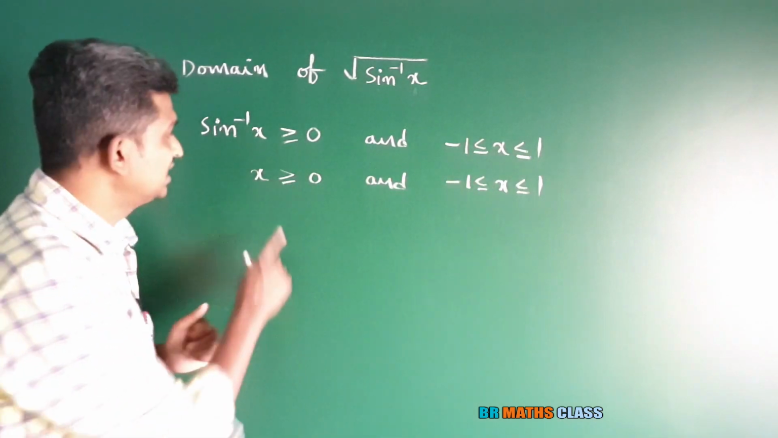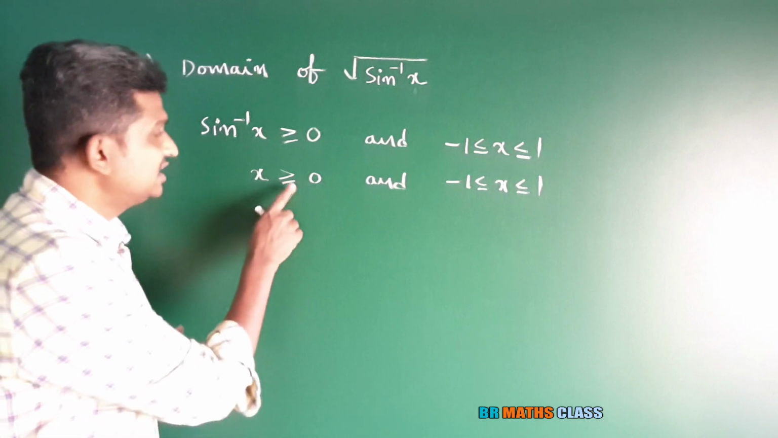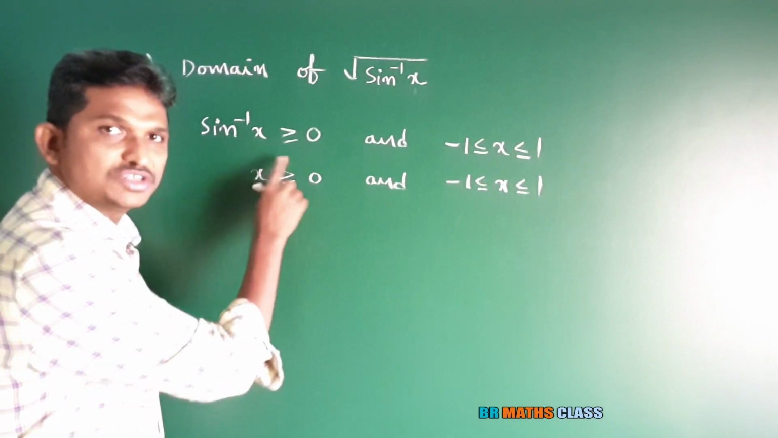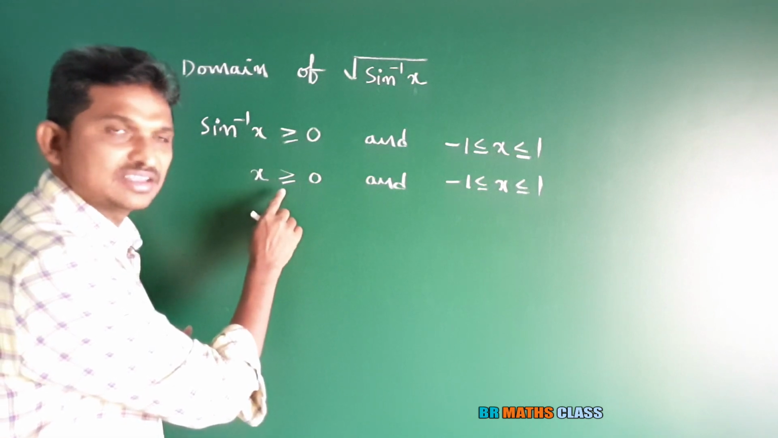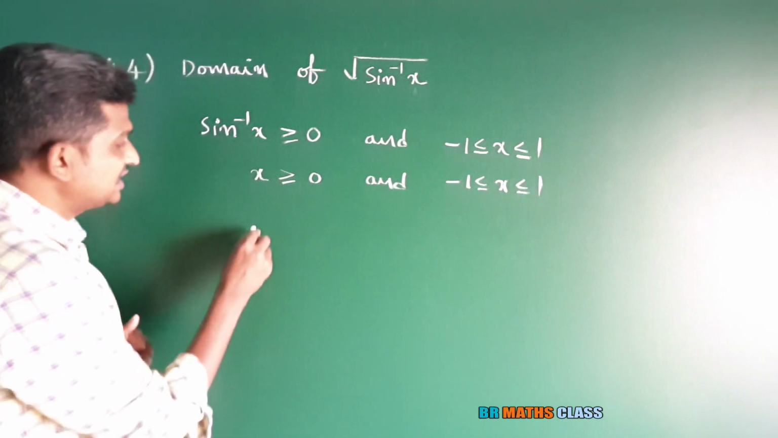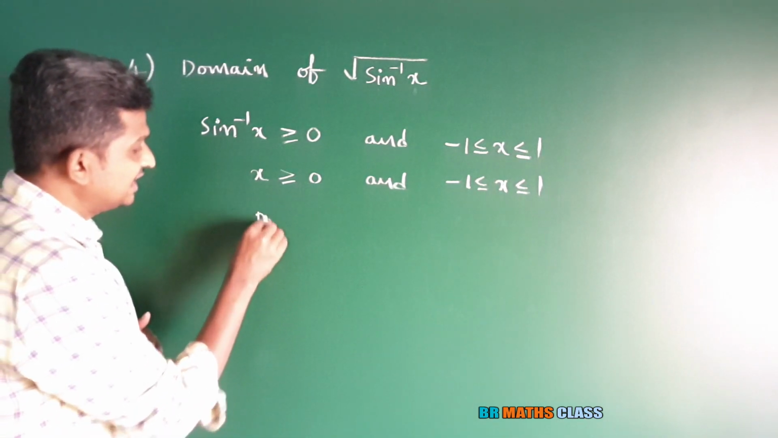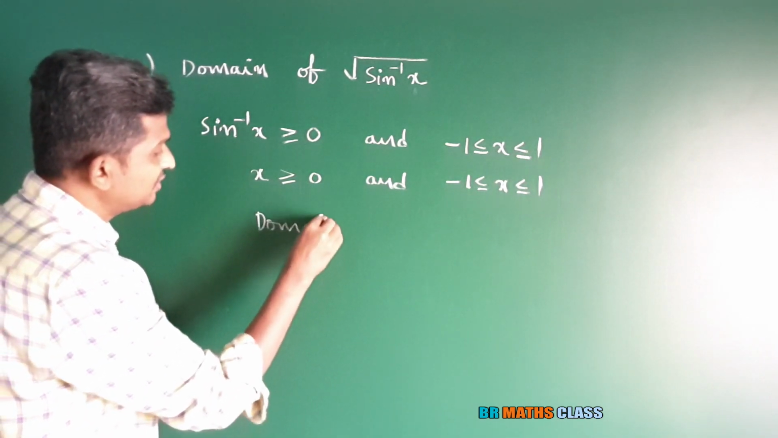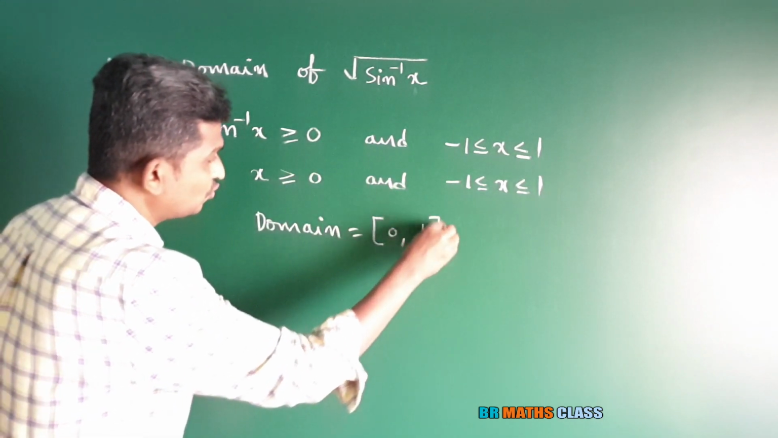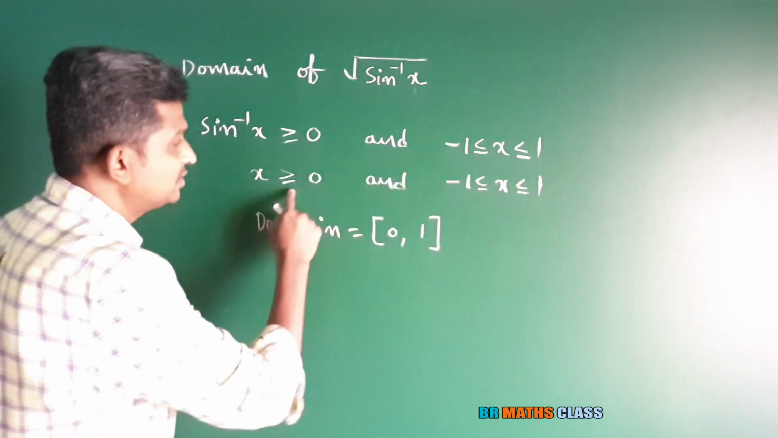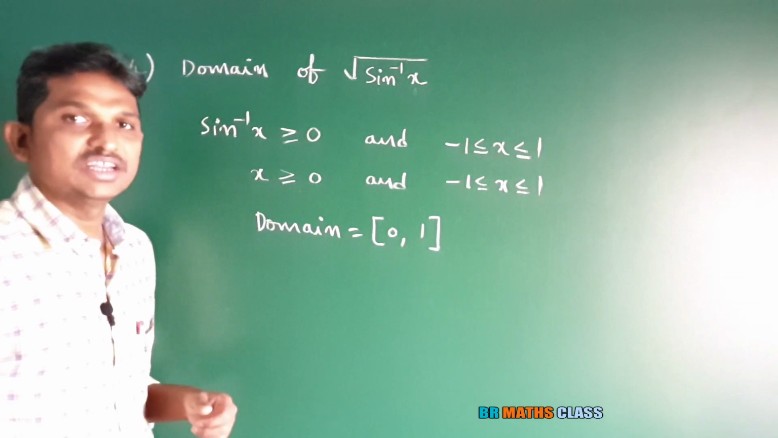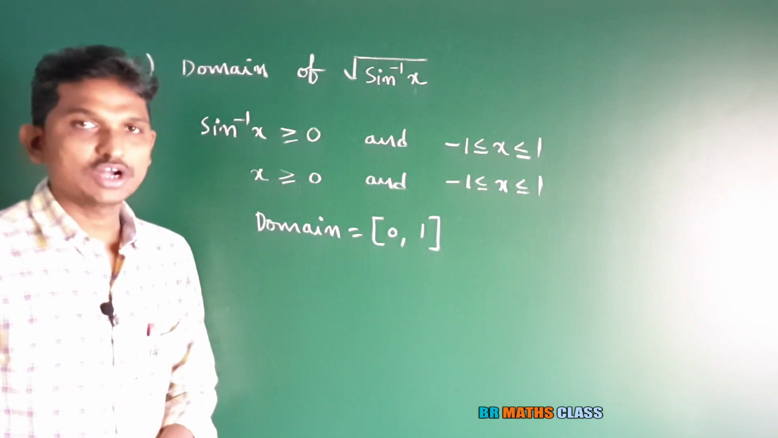You observe here x greater than or equal to 0. In this you can observe that closed interval 0 to 1 is there in this interval. Closed interval 0 to 1 is there in this, yes, it is there. So when I do their intersection, what I'll get? I'll get its domain. What is the domain of given function? Intersection of these two is closed interval 0 to 1, closed one. 0 is included in both, 1 is also included in both. So domain of root over sin inverse x is closed interval 0, 1.